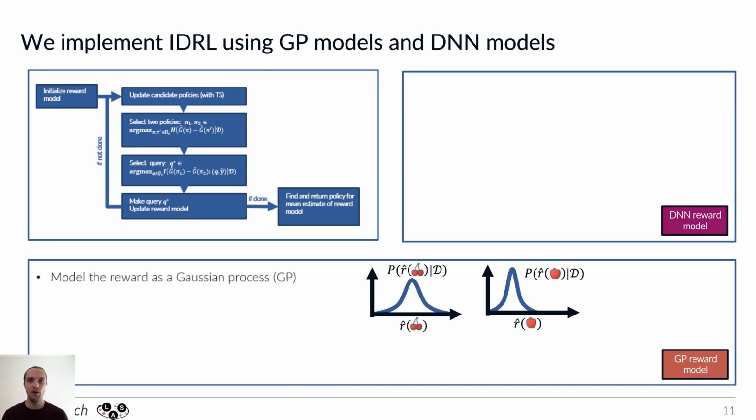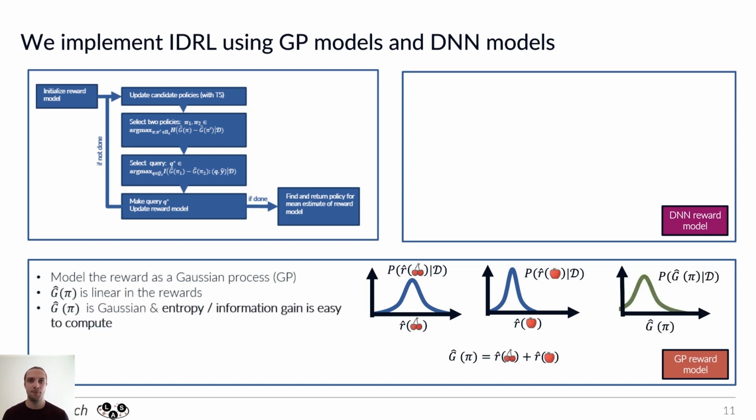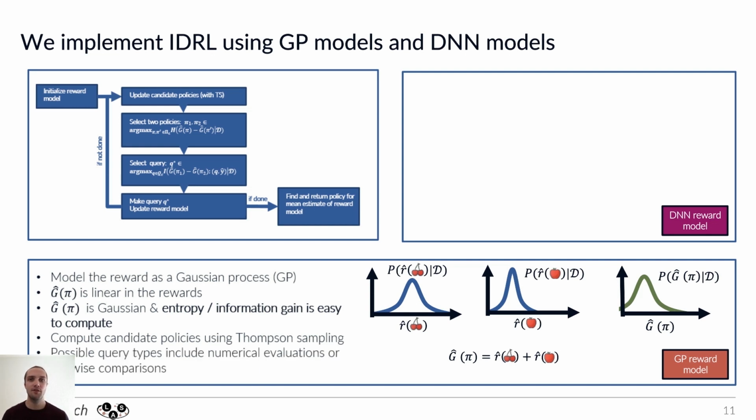If we model the reward as a GP, the rewards are jointly Gaussian distributed. Also, because the expected return of a policy is a linear function of the rewards, it is also Gaussian. And so we can compute the entropy and information gain we need exactly and efficiently. Also, we can sample from the posterior to implement the Thompson sampling step. In our experiments, we test this implementation with numerical evaluations and pairwise comparison queries.